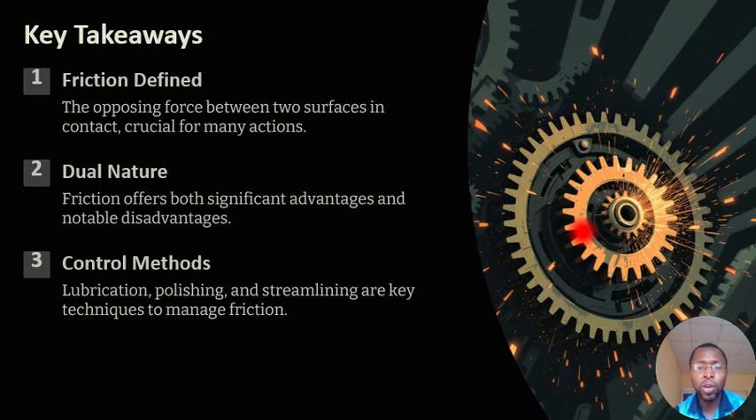All right. Then, what is the takeaway in the lesson today? We are able to define what friction is. We say that it's an opposing force that acts between two surfaces in contact. And we say that it has a dual nature, meaning that it has advantages and disadvantages, two edges in nature. And lastly, we say we can control it by applying lubricant, or by polishing, or by streamlining the objects or surfaces.